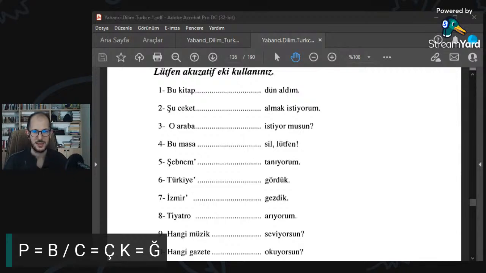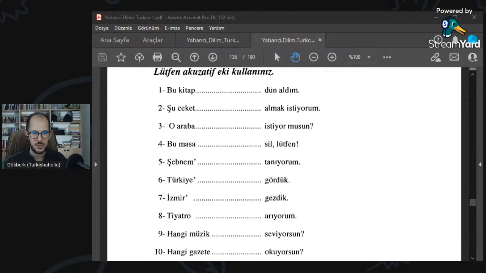And number seven, tiyatro. Tiyatro is theater, right? Aramak has two usages. Aramak means to call someone on the phone, and it also means to search. So, tiyatroyu. Tiyatro ends with the letter O, and O is a back rounded vowel. So we don't have a yo accusative suffix, we only have yu. So the U ending is the closest sound.